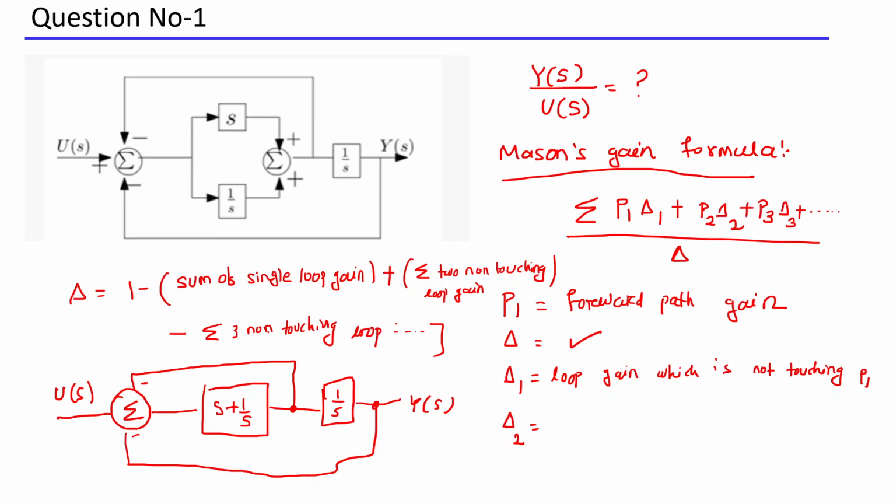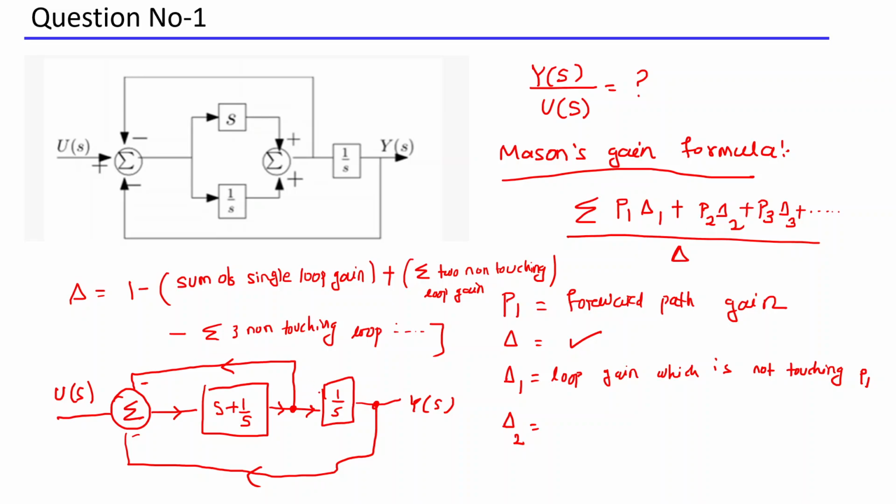Now, from this diagram, tell me what is P1. This is a negative feedback, going back. These are negative going back. So this is a positive. This is one forward path. Now tell me how many forward paths are there.